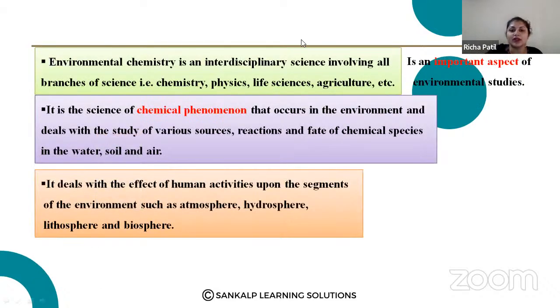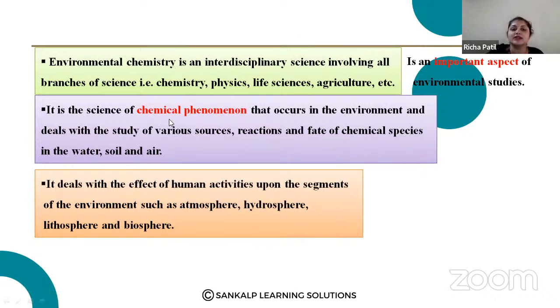So what is environmental chemistry? It is an interdisciplinary science. What do you mean by interdisciplinary? It means it is interrelated with each other. So it is an interdisciplinary science involving all the branches of science. Which are the different branches? Chemistry, physics, life sciences, agriculture, etc. So environmental chemistry is interrelated with all the branches of science.